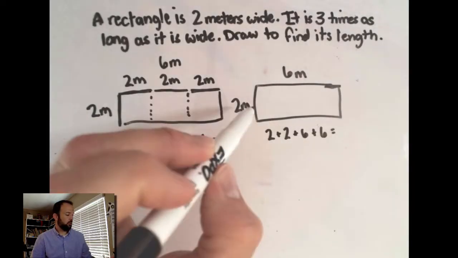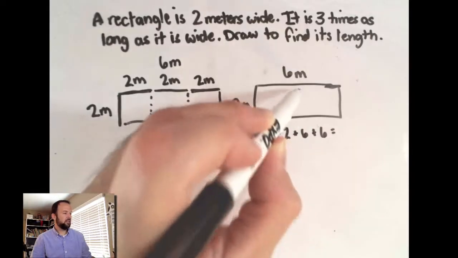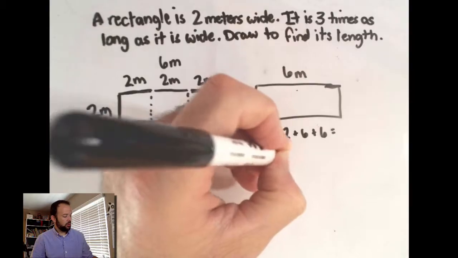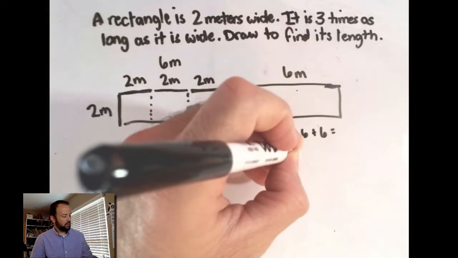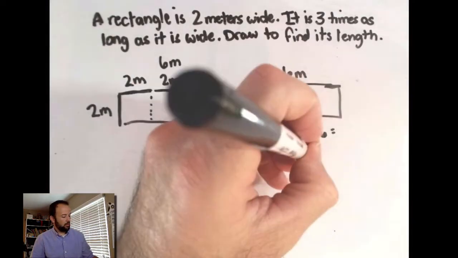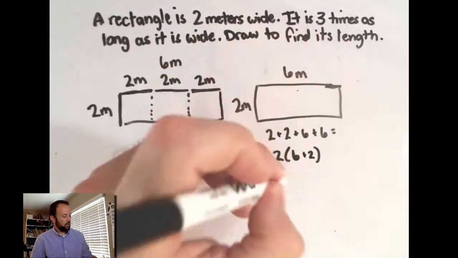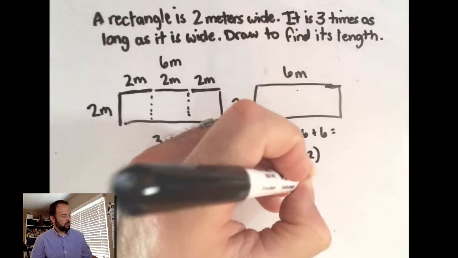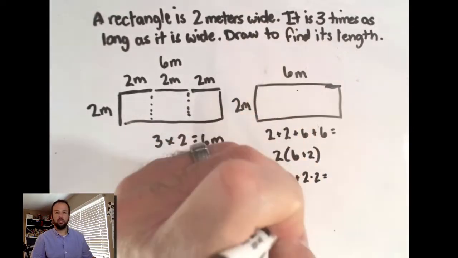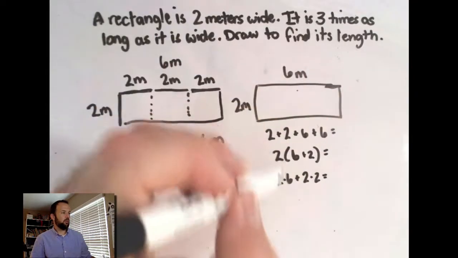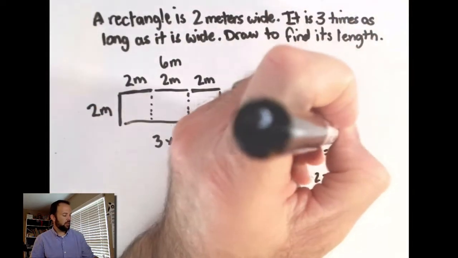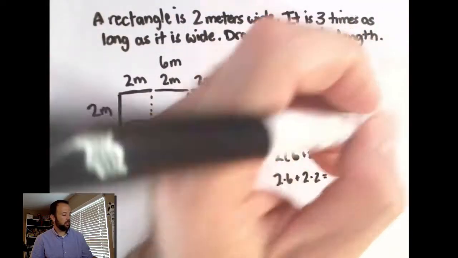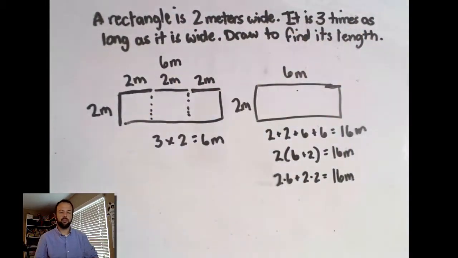All right, so to find my perimeter, I'm going to do 2 plus 2 plus 6 plus 6. You could use different formulas if you'd like, doing 2 times the length, which is 6, plus the width, which is 2. Or you could do 2 times 6 plus 2 times 2. It's totally up to you whatever formula you want to use. But regardless of what formula I use, I'm going to get the answer of 16. And it's going to be 16 meters. And there we go. So easy enough.